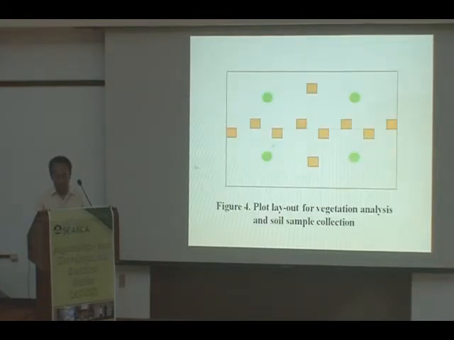And this is the plot layout for vegetation and soil sample collection. For the green one, it represents the place where the soil sample was taken. Then for the other color, the yellowish, this refers to the plot where I collected my vegetation or grass species.